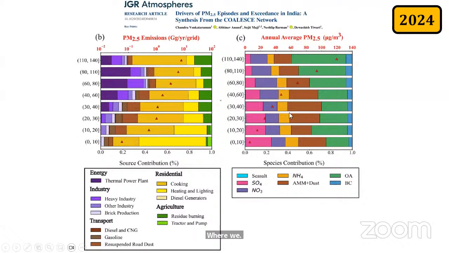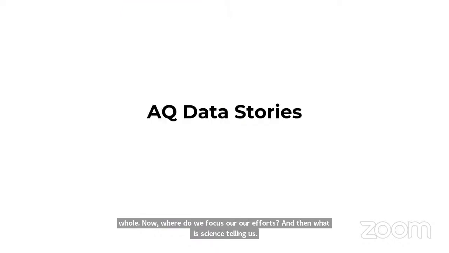So this is where I think a lot of direct science of aerosol science comes into play. If we want to create a holistic policy to control PM 2.5 as a whole, where do we focus our efforts, and what is science telling us in each of these?